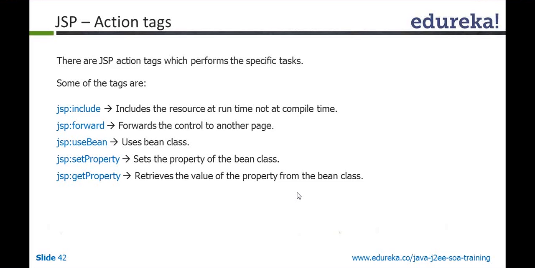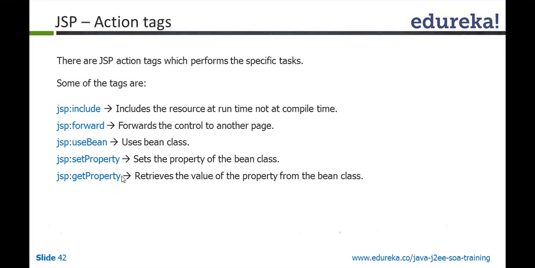Okay, there are 5 action tags. Include action tag, JSP forward, where the control moves to another JSP. Use bean, it uses the bean class. What is a bean class? It's a Java class with certain properties, attributes with getter and setter methods.